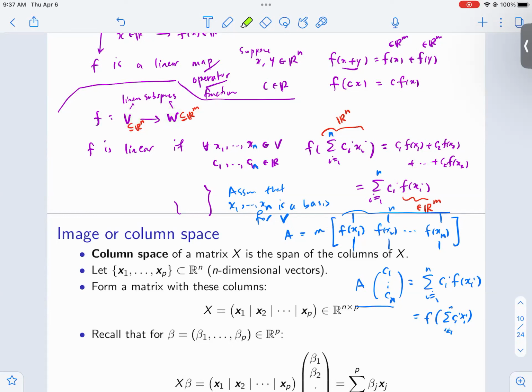So if x1 up to xn form a basis for this V, we can write anything in V as a linear combination of these xi's, and I can find out what the function does to that vector by just knowing what it does to the elements of the basis. Okay, so that's another place where the bases come in. So if you have a linear map, and if you have a basis for the subspace, you just need to know what F does to the elements of the basis. Once you know that, you know like everything about the linear transformation. You know what it does over the whole space or like the subspace V.